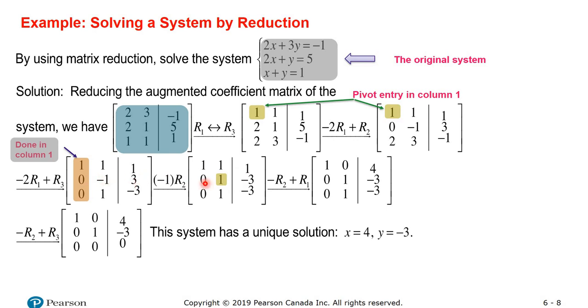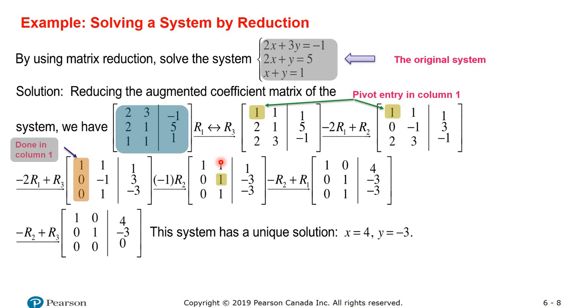So 0 times minus 1 is 0. Minus 1 times minus 1 is 1. And 3 times minus 1 is minus 3. And that is what we get here. So the next step is now to convert the entries above the pivot entry and below the pivot entry into 0. So let's work with the entries above it first. So I need to convert this 1 into 0. And the procedure is to always take a multiple of the row containing the pivot and add it back to that row. So what multiple do I need?